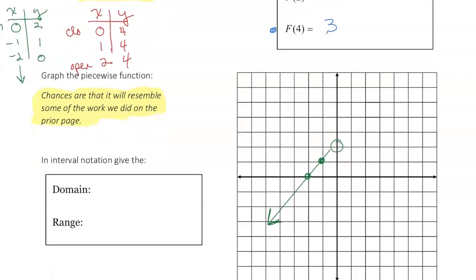Let's go ahead and graph that. So my first one is 0, 4. So I'm up 2, 3, 4. That's going to be closed.